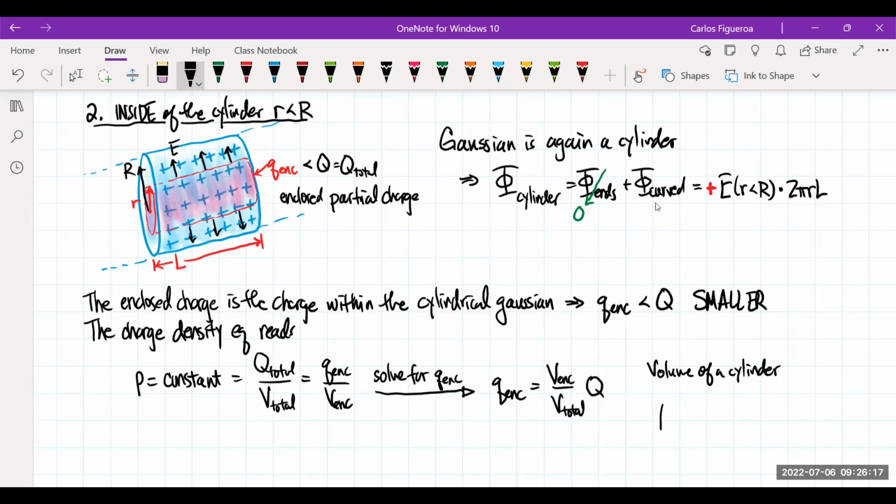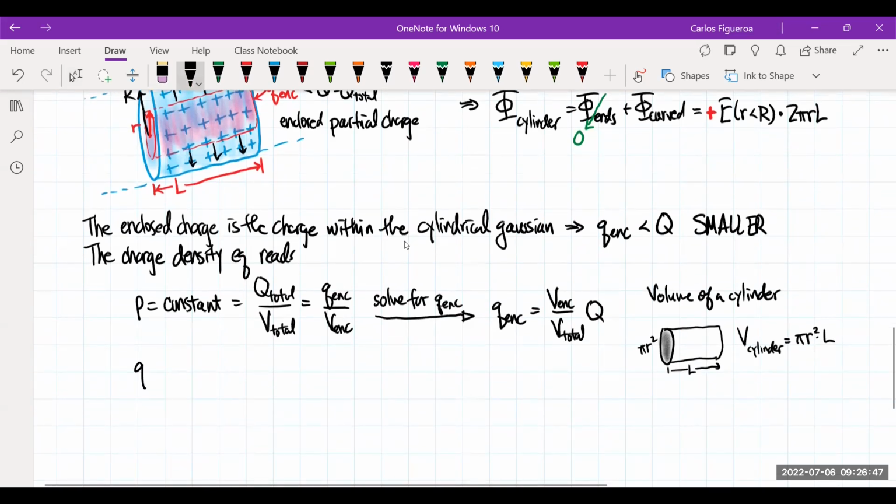So here I go. If I take the cylinder now, it has to be what? This is the area of this guy, which has to be pi r squared. And then I have to multiply this by the length. So the volume of a cylinder is then pi r squared times L. So here I go. Then Q enclosed tells me what? It's going to be my enclosed volume. Well, that has to be pi r squared times L.